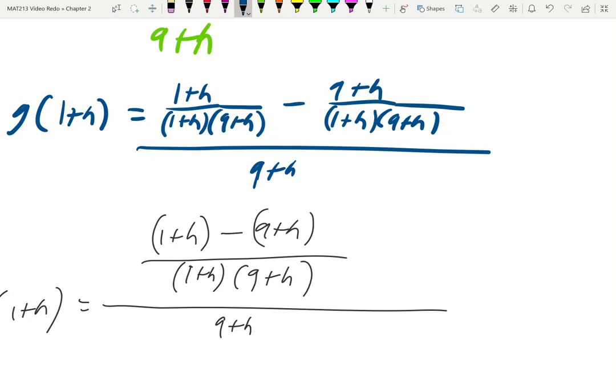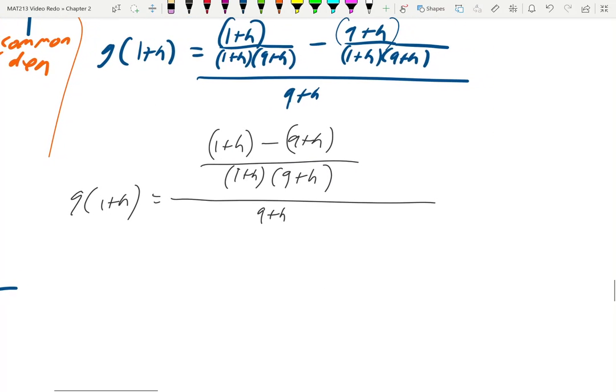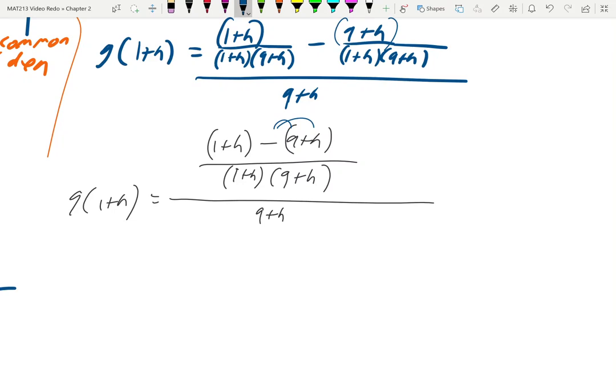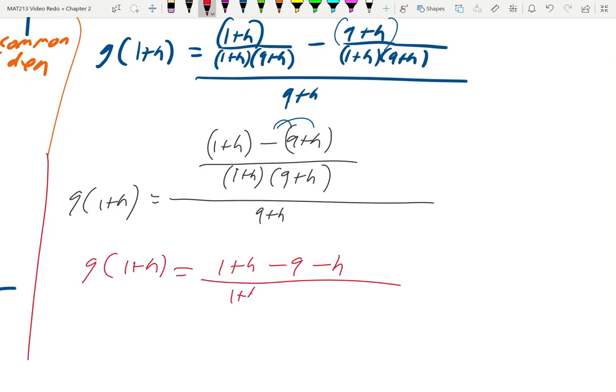Be careful because it's the numerator minus the other numerator, 9 plus h. So notice that minus sign is going to need to distribute. That's one of the most common mistakes, we forget to do that. Okay, so let's distribute this, and then we'll take a pause and take a look at what we're looking at. So therefore this is g of 1 plus h equals 1 plus h minus 9 minus h over 1 plus h times 9 plus h all over 9 plus h.